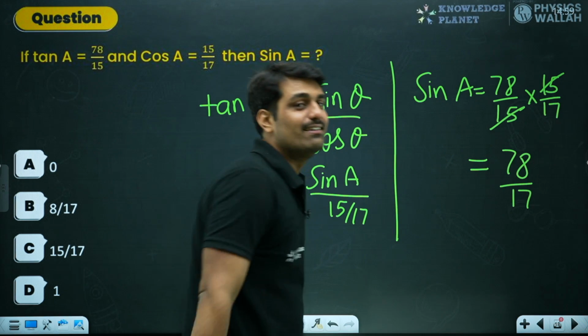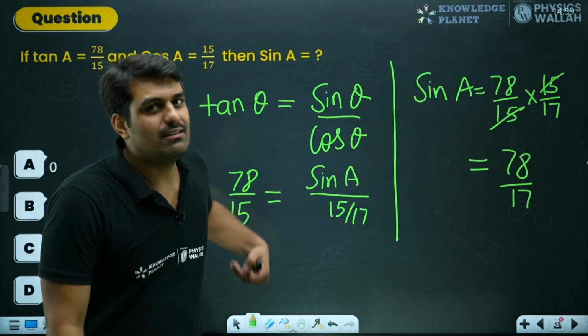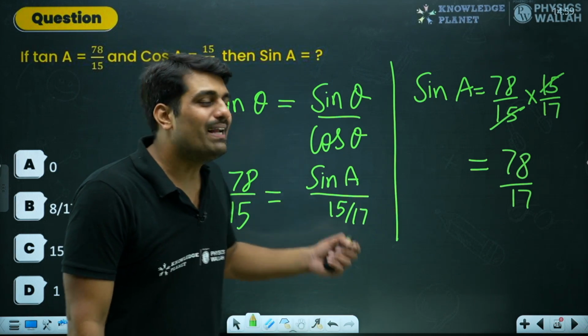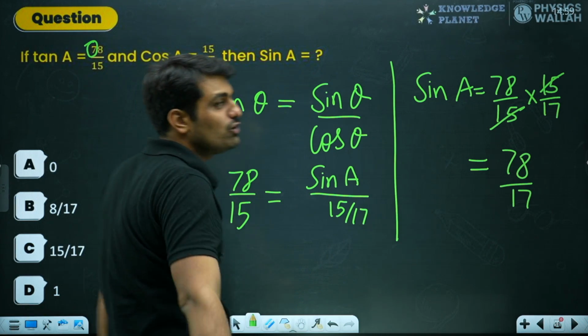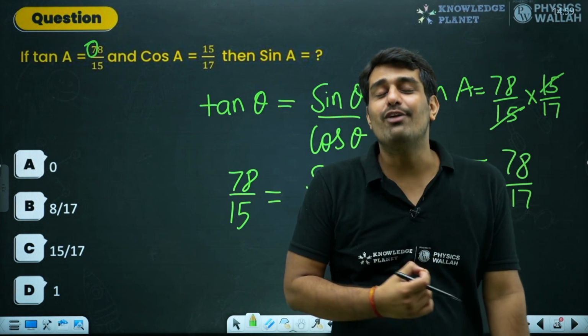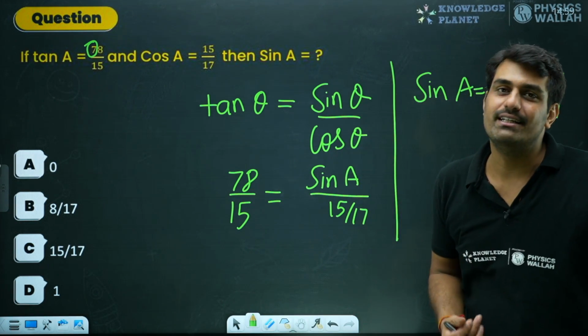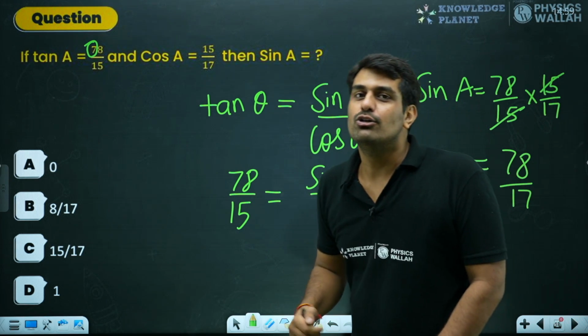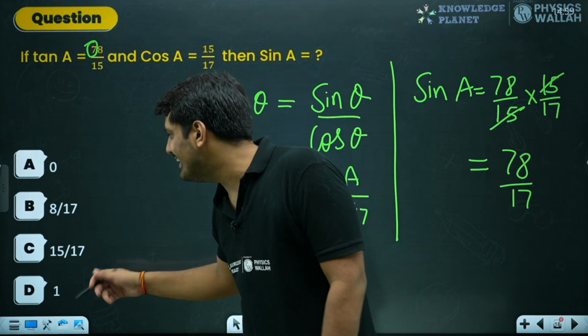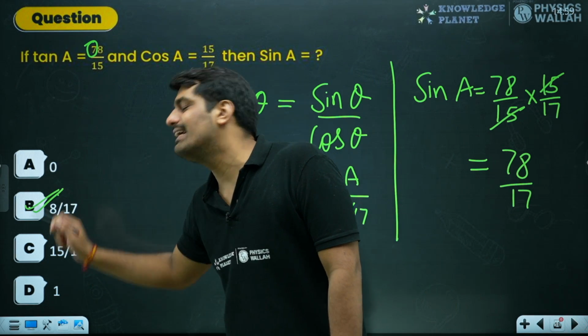One mistake is there. You might be wondering, sir, option is not having this thing. The basic mistake over here is this 7 written. This should not be here. The correct ratio would have been 8 by 15 rather than 7 by 15. So that is the reason in the option you can see 8 by 17 rather than 78 by 17.